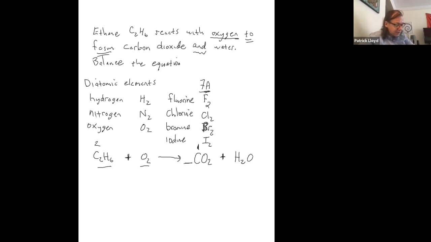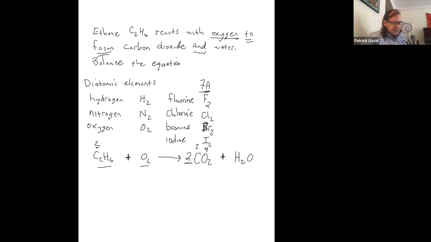This is smaller than this one, so that they're equal. So if you have two on the left and you have one on the right, you put a 2 here. So now 2 is equal to 2. So now you've put a coefficient. So now you got 2. Now keep in mind, now that means you have 4 oxygens, right? Because 2 times 2 is 4.